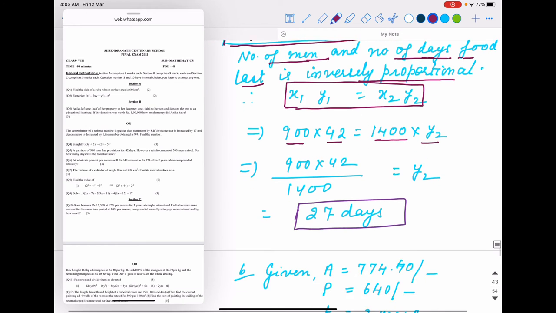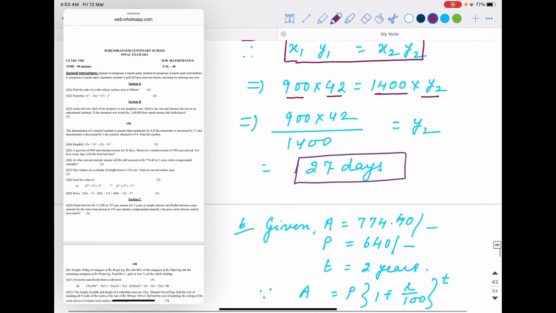Now we simplify it. y2 is 27 days. We cancel 100 here, 14, 3. So 9 into 3, 27 days will be the answer.